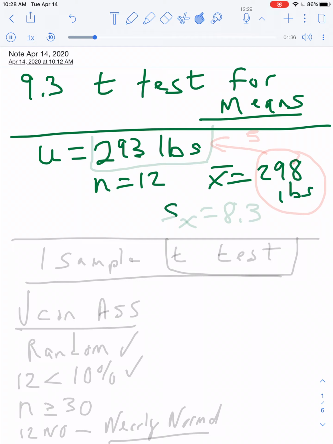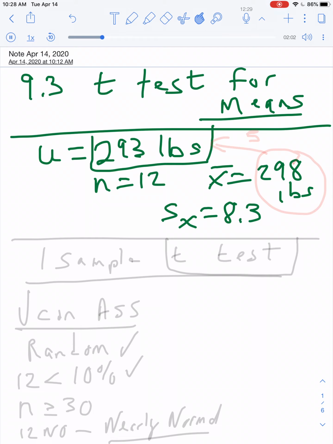with a standard deviation of 8.3 pounds. So the claim is 293 pounds in the NCAA, but in the Big 12, I'm coming up with 298 pounds on my average of 12 players. You can say I randomly picked one person off each team, or I picked just a random selection of 12 people from the Big 12.